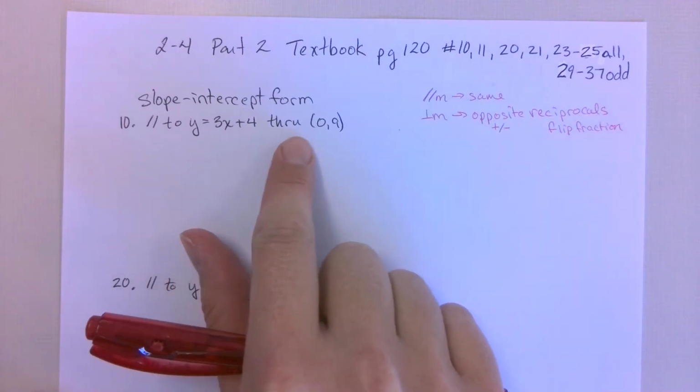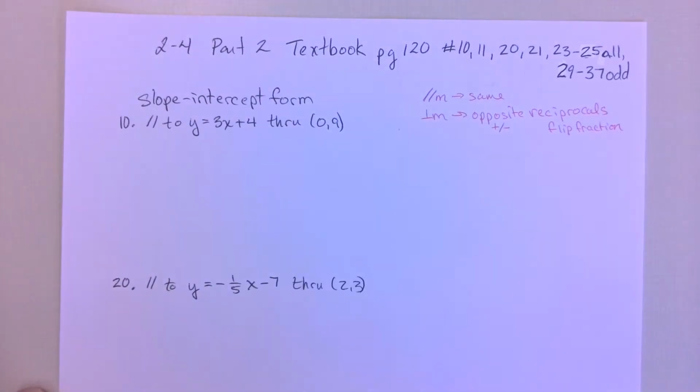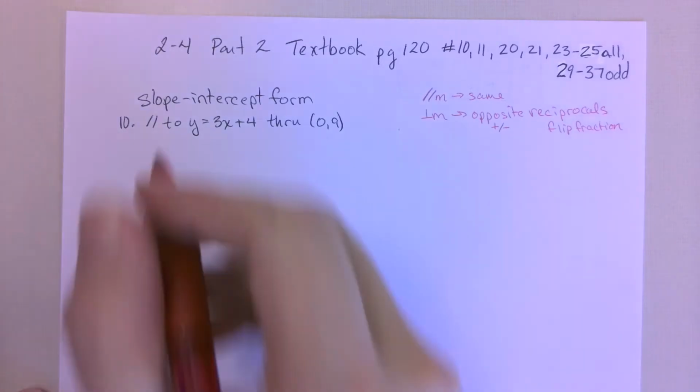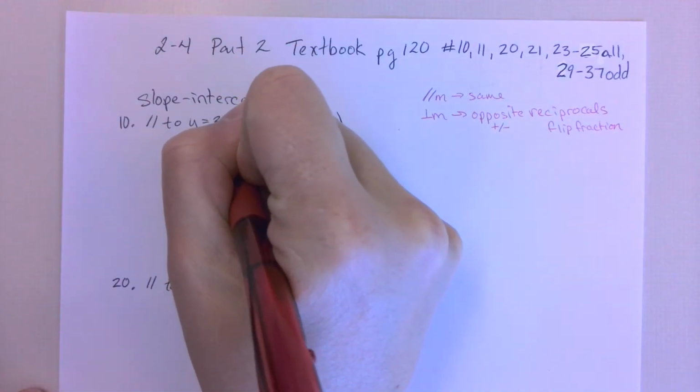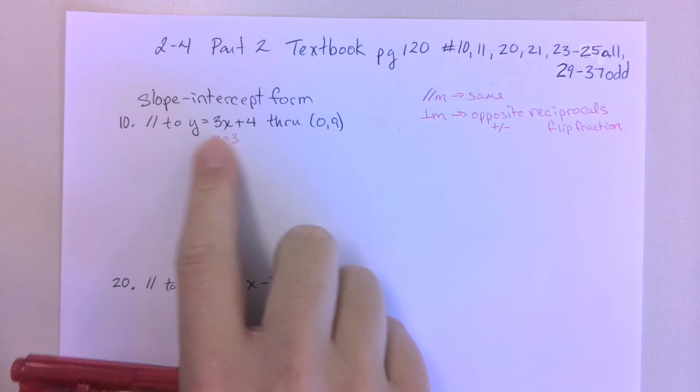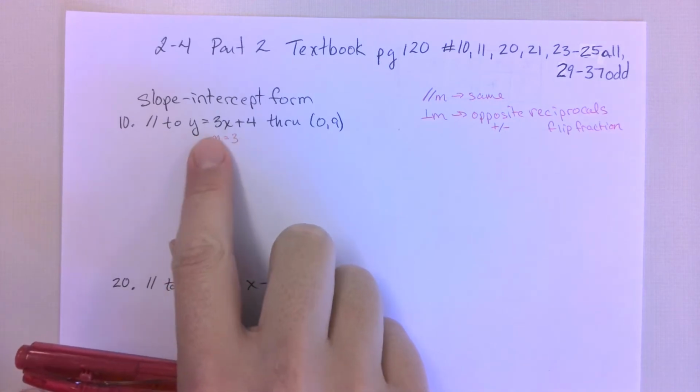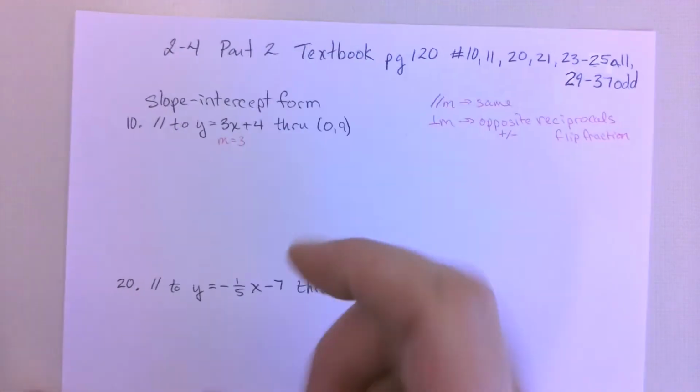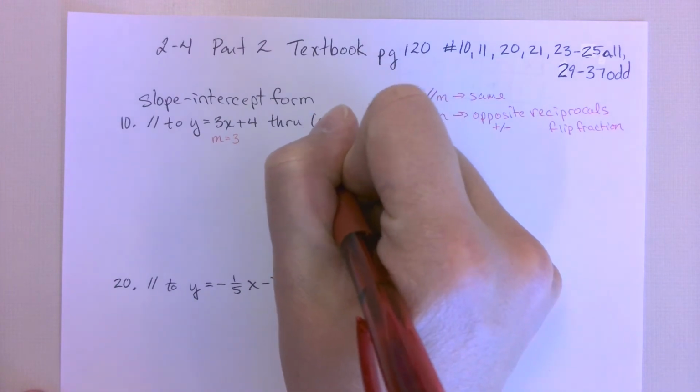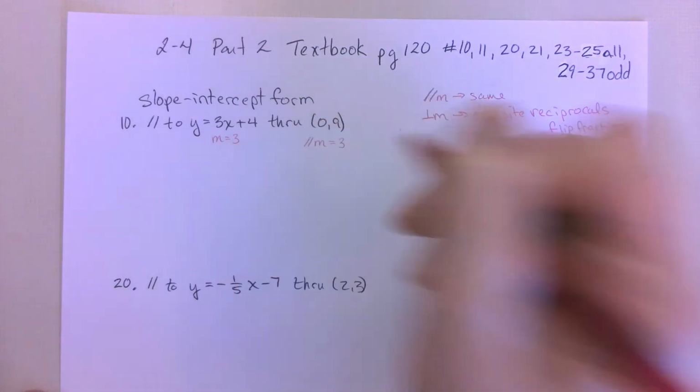And it's going through the point 0, 9. Now, some of you can get this equation without much work at all. I know that the slope of the original line is 3. So that's good, I'm all set because it's already y equals, so the original line slope is 3. Any line parallel to that will also have the same slope.